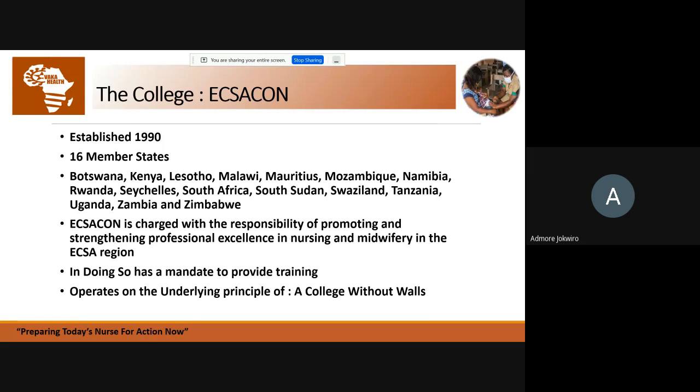And next month, if you are traveling to Eswatini, there is the scientific conference, as well as what they call the quadrennial, where they will be having an annual general meeting, which will usher in a new leadership. That's how the college is guided by a constitution, and that's how it is regulated. So this is just a bit about ECSACON, which for some of you who are members already know.